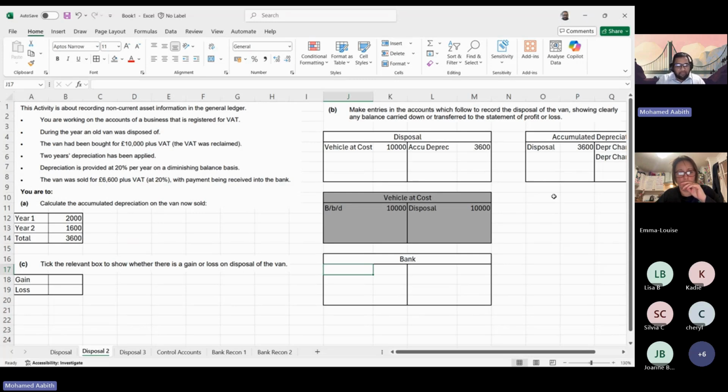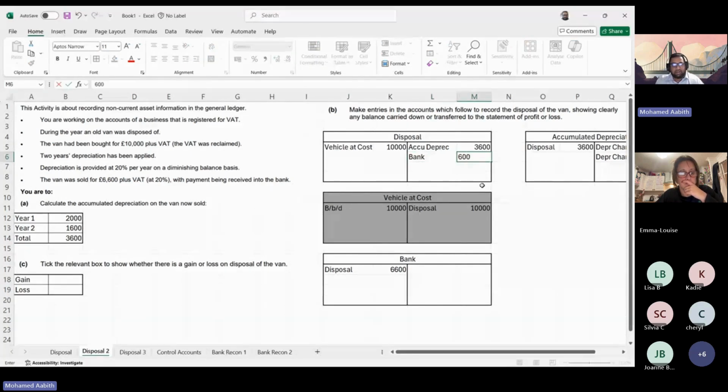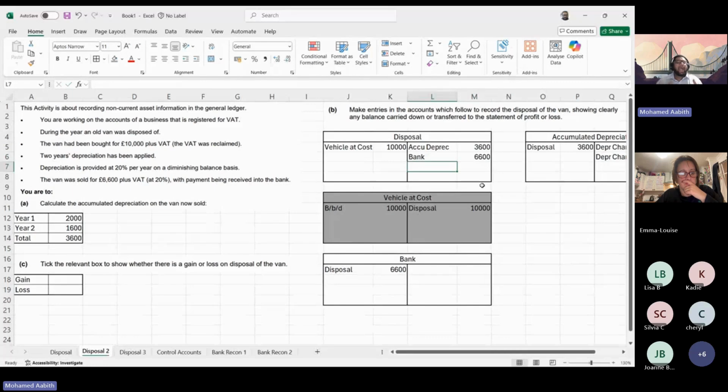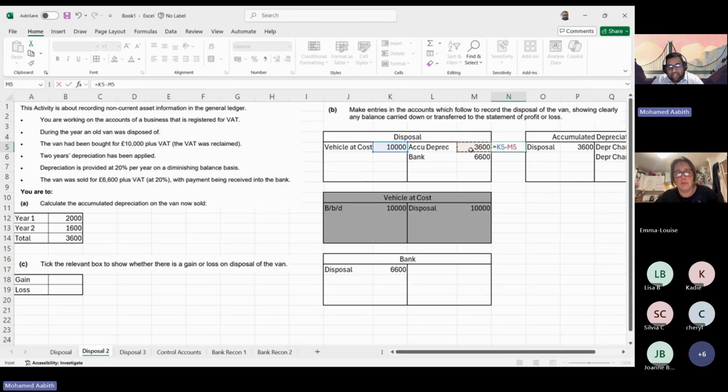The money coming in from disposal, 6,600 pounds. So here in this disposal account, we'll have bank account 6,600. What really happened here now? If you notice, my carrying amount is going to be this minus that. Can you see here? This is the carrying amount. Did we receive more money on the disposal or less money on the disposal? We received more, isn't it?